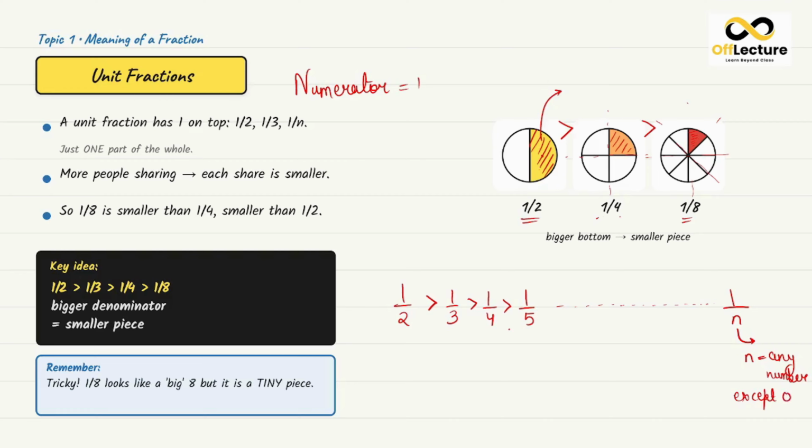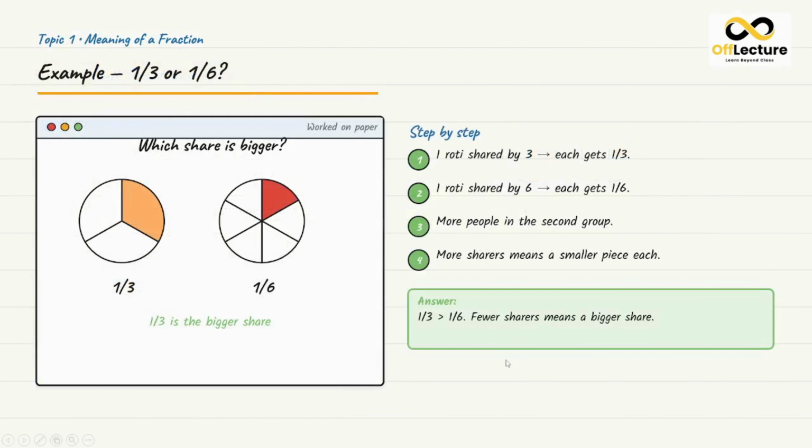So always remember that as the denominator will increase, it will become a tinier piece. That is, a bigger denominator means a smaller or tinier piece. Okay, let's now understand with an example.